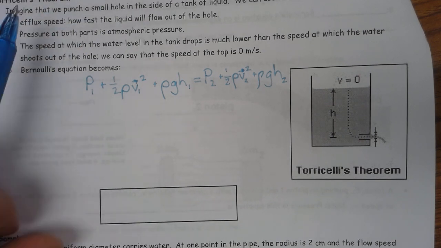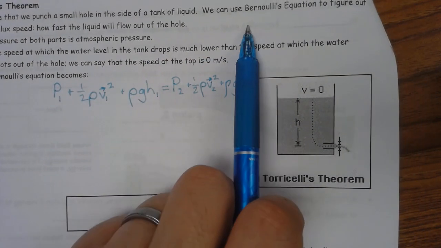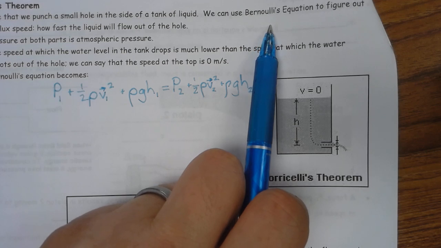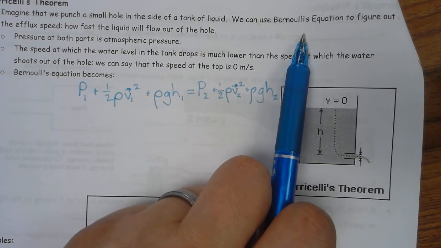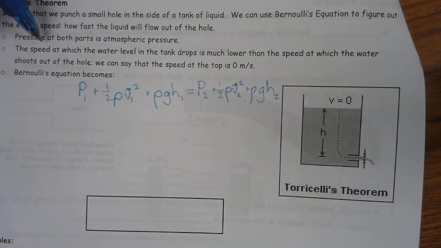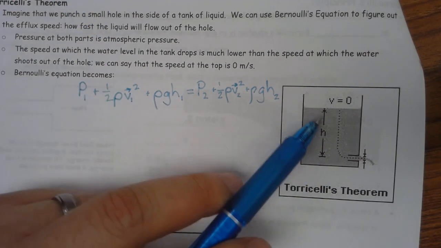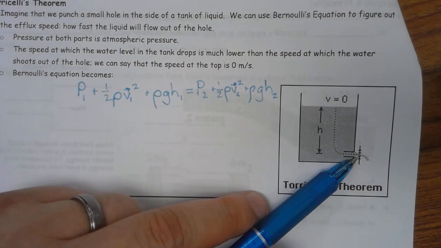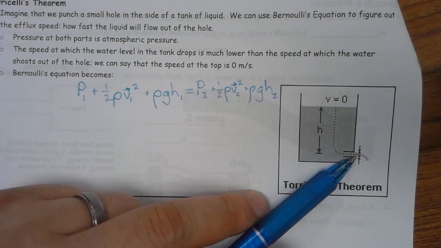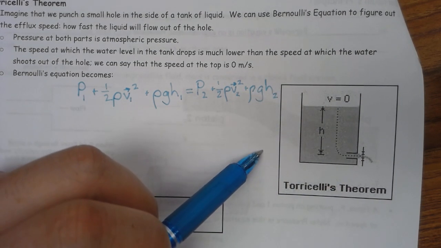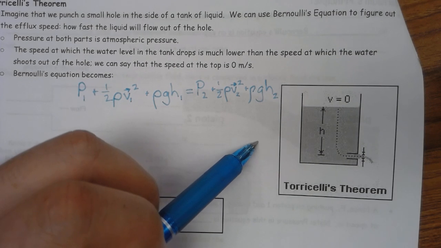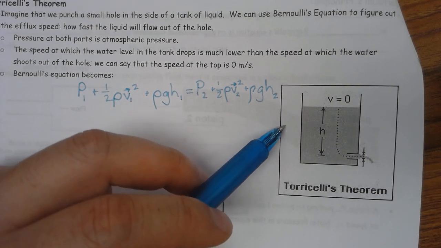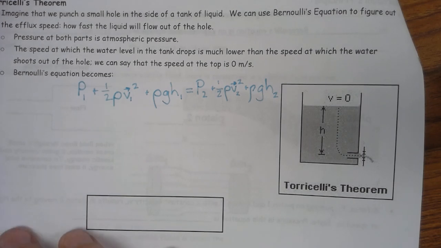Torricelli said if we punch a hole in the side of a large tank, well, a couple of things we could factor out, okay? The first thing, the pressure at both parts is going to be atmospheric pressure, top and bottom. So at the top, there's atmospheric pressure above here. Right here, there's atmospheric pressure. Yeah, there's a slight height change, but atmospheric pressure doesn't change much for a couple of feet or even like 50 feet. And if your tank is bigger than 50 feet, you're going to have more issues with the pressure change otherwise. So it's negligible.